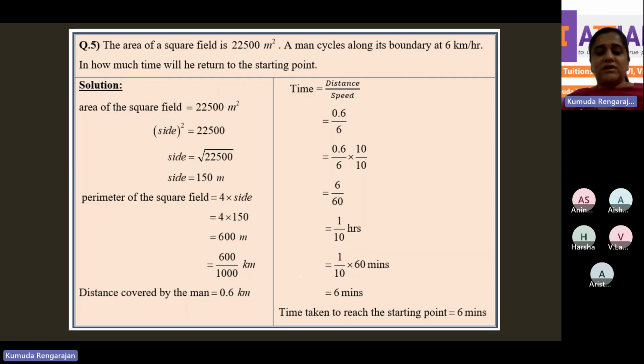Please help yourself. I may have to explain somewhere, but you just work it out. You go through the answer, try to understand as much as possible and finish it. Then I'll explain.